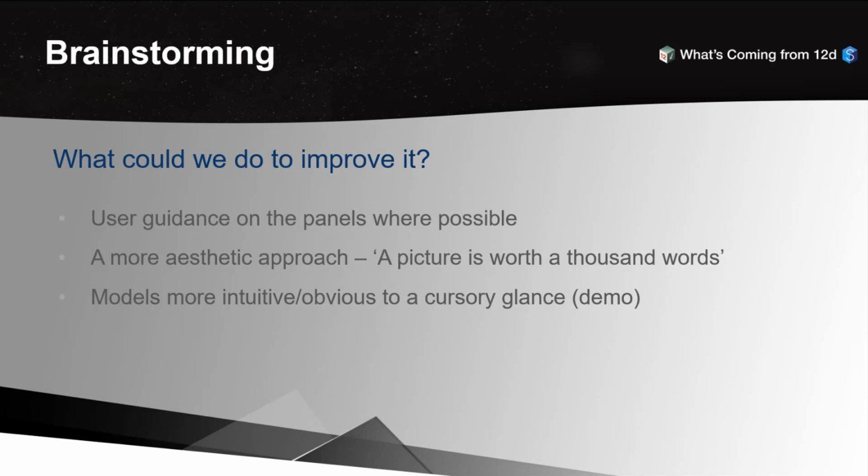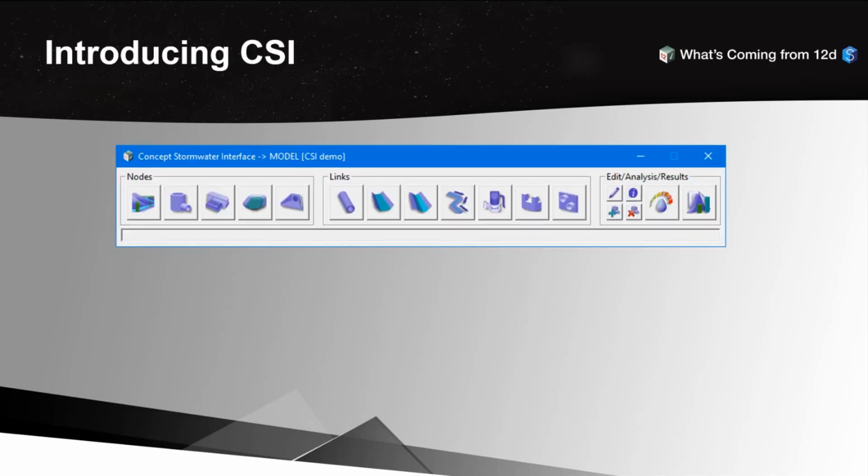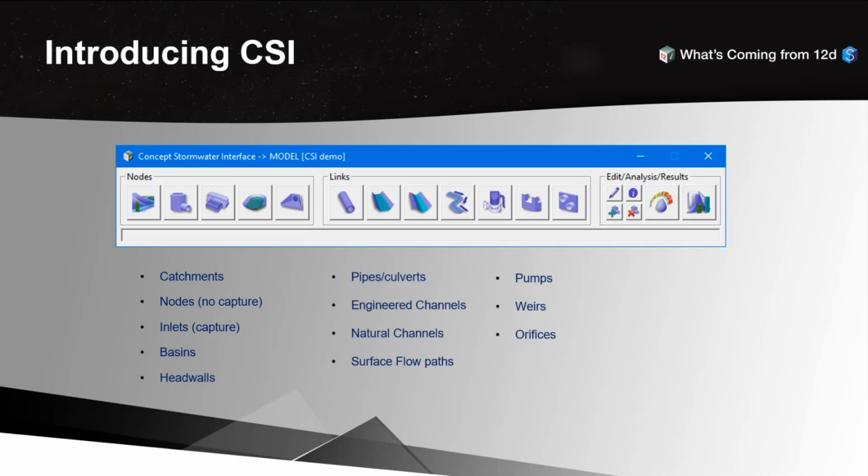And so that brings me to CSI. This is our main panel for CSI. Now it's been broken, as you can see, into 3 sections. There's the nodes section, which has from the left catchments, and then nodes which have no capture, so no catchment attached to them, a manhole as some people would call it. Inlets which do have capture, basins and headwalls. And then in the link section you can see we've got pipes or culverts, engineered channels, natural channels, surface flow paths, pumps, weirs and orifices.